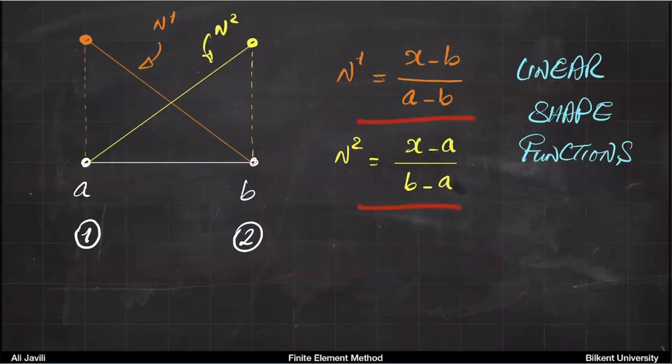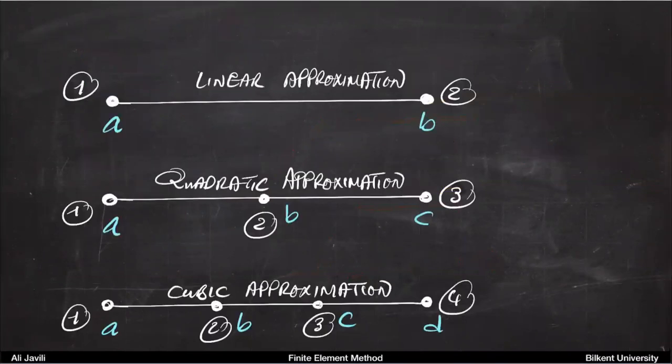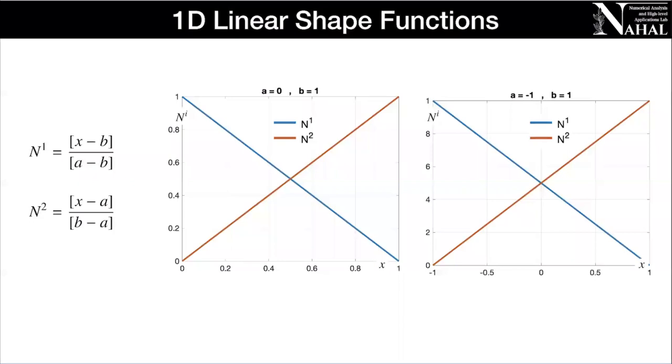You can construct n1 and n2 for a linear function like that. Assuming that this was your linear approximation, node 1 and node 2 are at coordinates a and b. Then for a quadratic approximation, nodes 1, 2, 3 would be at coordinates a, b, c, let's say, in the next slides. And for a cubic approximation, nodes 1, 2, 3, 4 would be at coordinates a, b, c, d in the slides that I show you. So now this is just the way I plotted them.